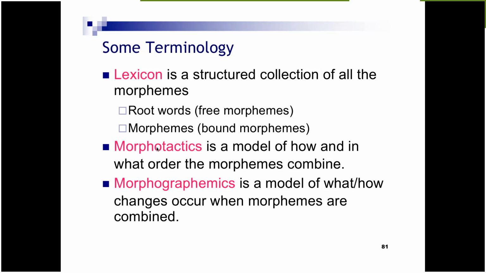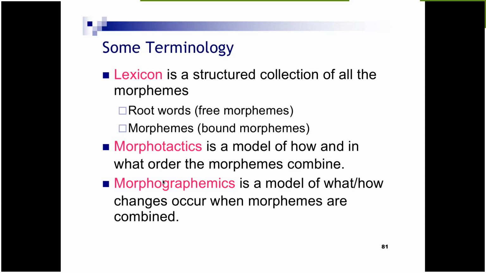How do you combine morphemes? How do morphemes come together to form words? So that's called morphotactics. And the last one is morphographemics. In this word morphographemics, if you do morphological analysis of this word, you see morpho, which is one piece, then graphemics, which relates to graphs or graphemes. So what this means is the changes that happen to the string of words when you do morphological synthesis or when you do morphological analysis.